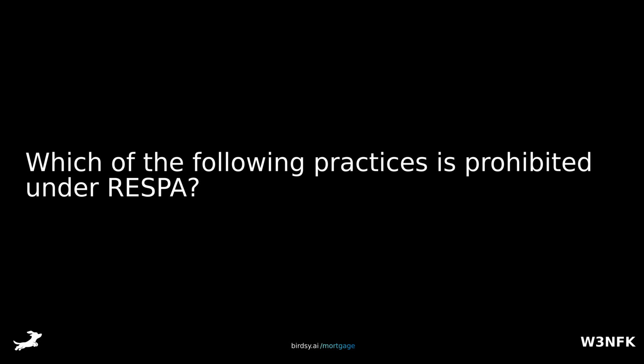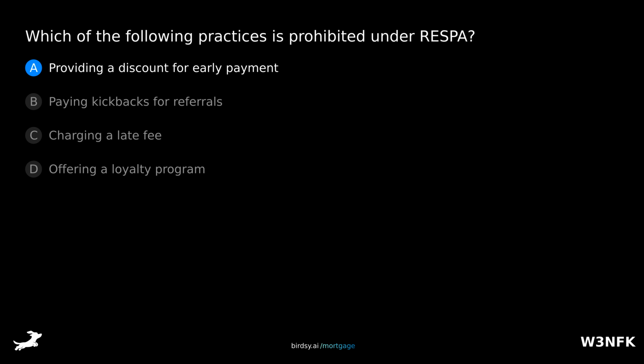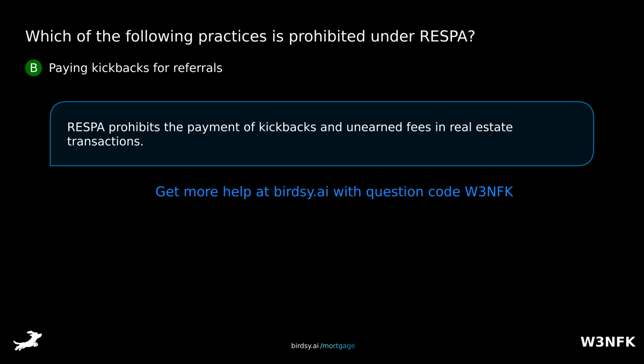Which of the following practices is prohibited under RESPA? Is it A, providing a discount for early payment? B, paying kickbacks for referrals? C, charging a late fee? Or D, offering a loyalty program? The answer is B, paying kickbacks for referrals. RESPA prohibits the payment of kickbacks and unearned fees in real estate transactions.